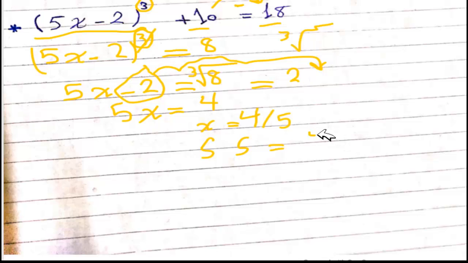Is 4 over 5 a rational number? Yes. Why? It is a fraction and the denominator is not 0, so it is a rational number. So the solution set is 4 over 5, and that is the last equation here. Let's start with the irrational numbers.